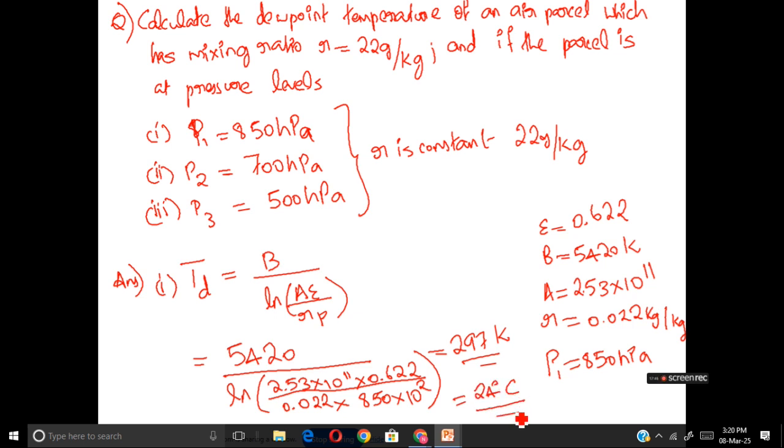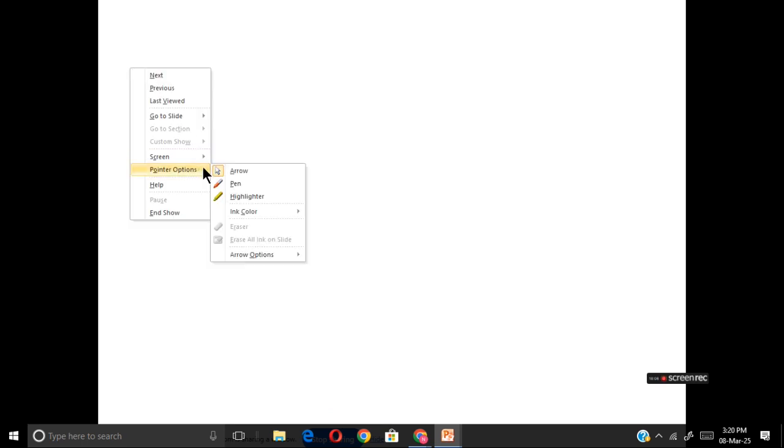So an air parcel which is at a pressure level of 850 hectopascal having a mixing ratio of 0.022 kilogram per kilogram has to be cooled to a temperature of 24 degrees Celsius to reach saturation. Now let's see the second case, when it is at a higher pressure.